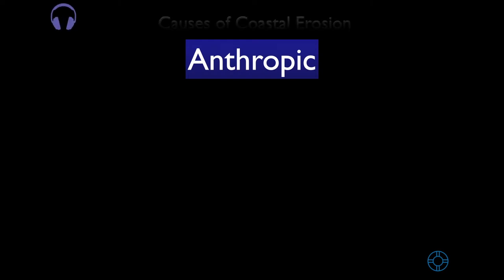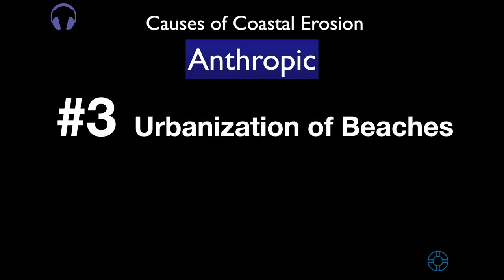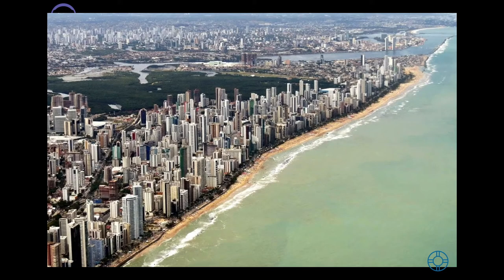The third major cause of coastal erosion is the urbanization of beaches. The pressure on coastal resources from artificialization, or conversion of natural habitats into man-made ones, is growing. This pressure has been increasing steadily, at least since the 1970s, and probably from before then.